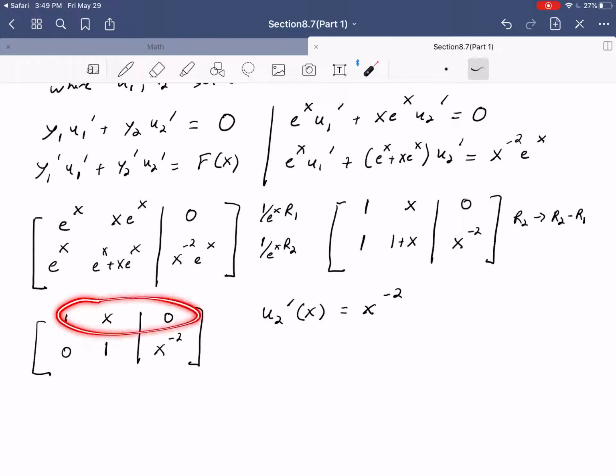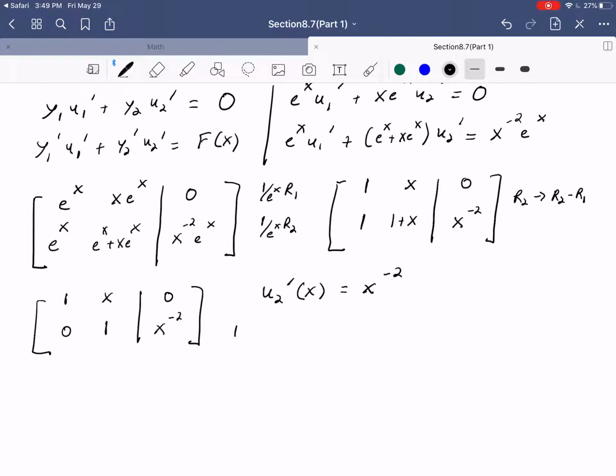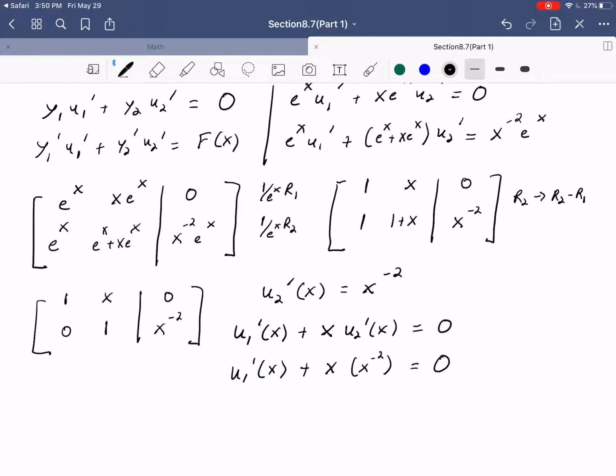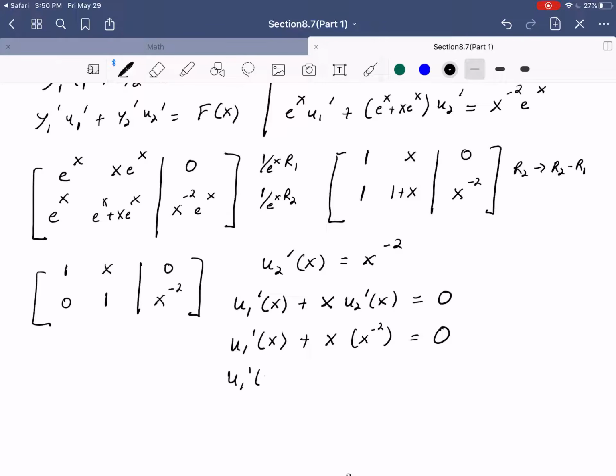We can actually go ahead and use the other one first. So let's just go ahead and do that. And then this equation tells us that u1 prime plus x u2 prime of x is supposed to be 0. But of course, this guy tells us that u2 prime is supposed to be x to the minus 2, so we can pop that in there. So u1 prime plus x times x to the minus 2 is supposed to be 0. So that tells us that u1 prime plus x to the minus 1 is supposed to be 0. So u1 prime is supposed to be negative x to the minus 1.